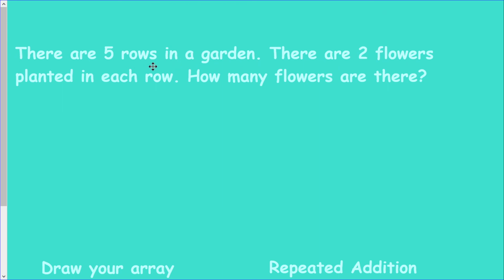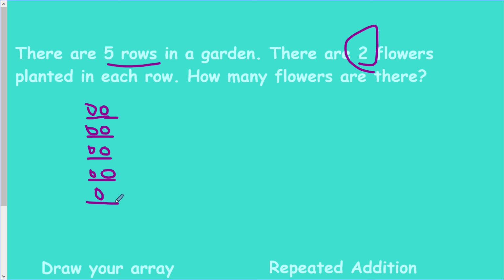How many rows do you have? Do you see your important information? Did you visualize your picture? So remember what it was. It's a garden. There's flowers in each row. 2 flowers in each row. How many rows? Well, there's 5 rows. So I'm going to do what we've been doing, and I'm going to draw my rows. 5 rows. Now let's fill in our flowers. How many flowers were on each row? 2. So there's your first row, row number 2, row number 3, row number 4, row number 5.